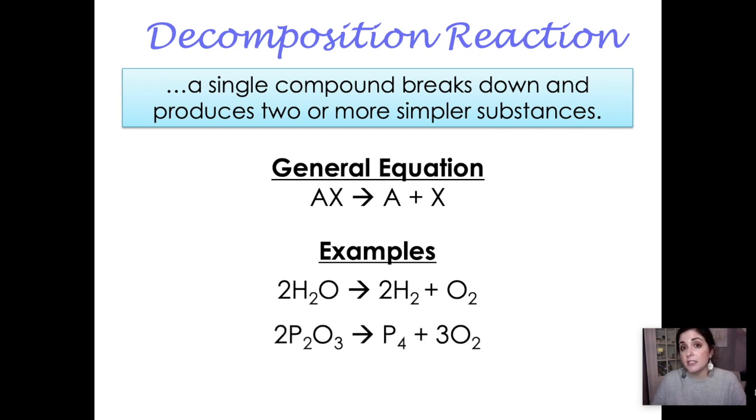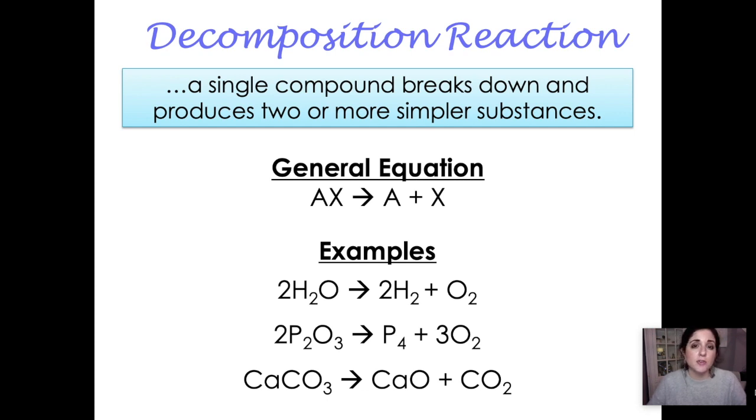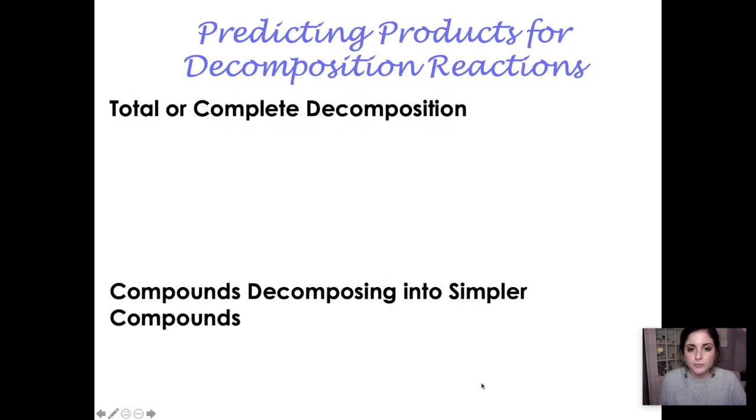Diphosphorus trioxide breaks up into its elements. Phosphorus is one of those ones that comes in fours. So that does break up into P4 plus 3 diatomic oxygen molecules. And you could also look for those carbonates and hydroxides with decompositions as well. So metal carbonates will decompose into a metal oxide and carbon dioxide. So here's your metal oxide, which is just a metal bonded to oxygen, and carbon dioxide right here.